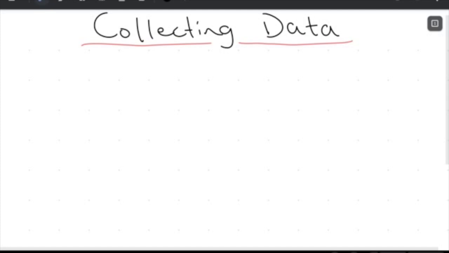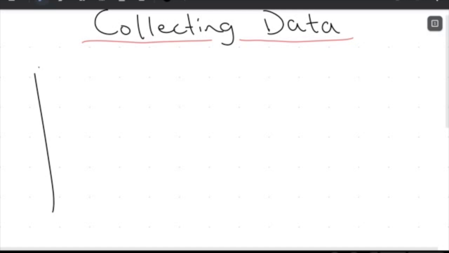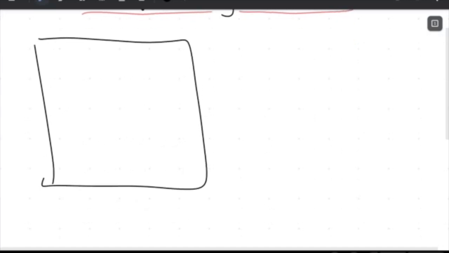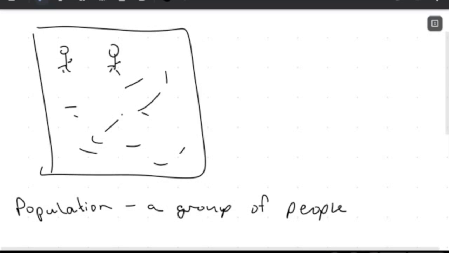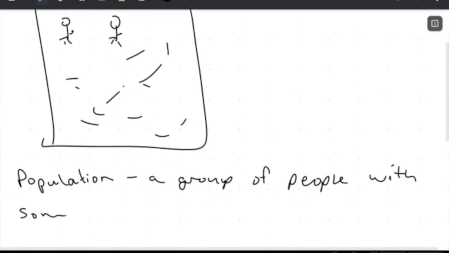Now, firstly, when we want to collect data, this is all about taking a population, for example. So all these people in a population, let's just draw a bunch of people here. So a population is defined as a group of people with something in common.